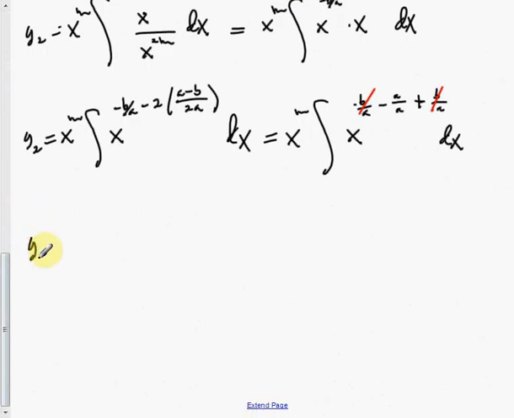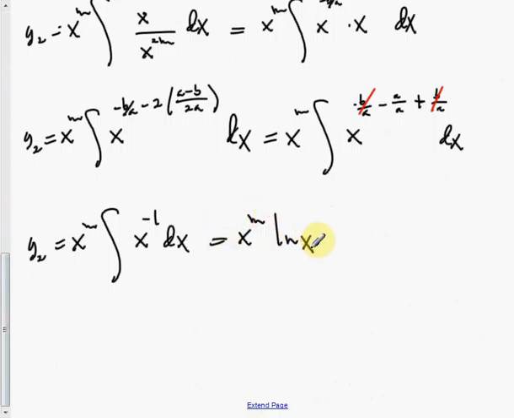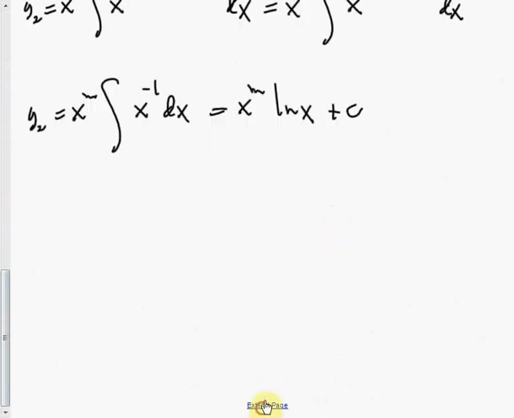So we have y sub 2 is equal to x to the m times the integral of x to the negative 1 dx, right? Because a divided by a is just 1, so it's x to the negative 1, which is just 1 over x. So this is x to the m times the natural log of x. Right? So we take y sub 2 to equal x to the m times the natural log of x.